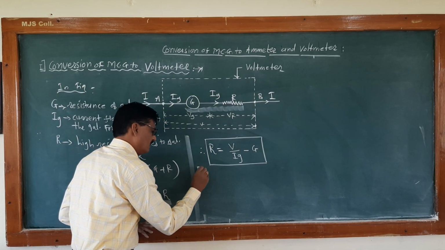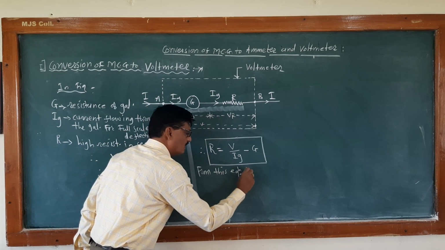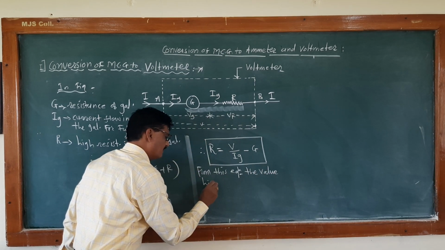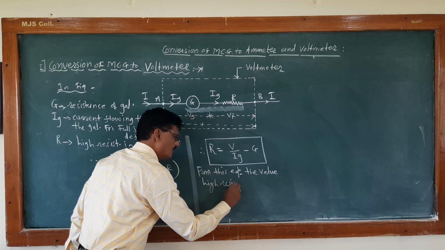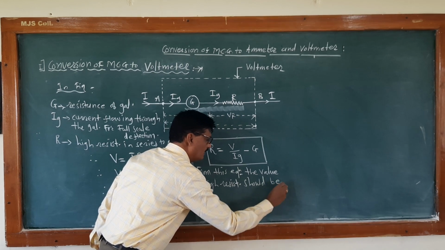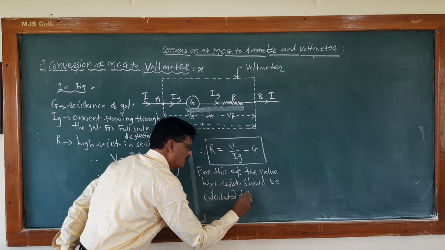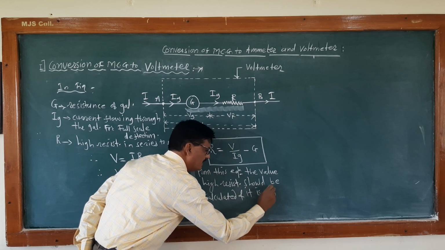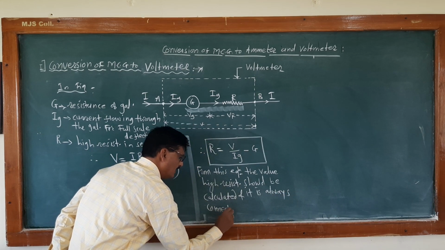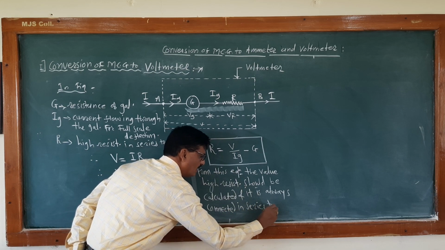From this equation, the value of the high resistance should be calculated, and it is always connected in series to the galvanometer.